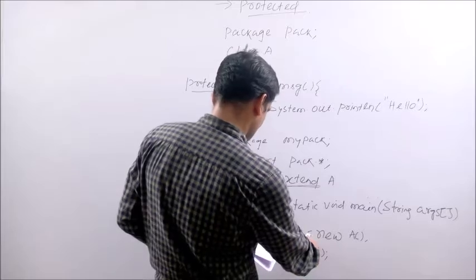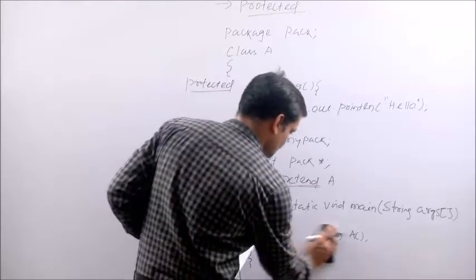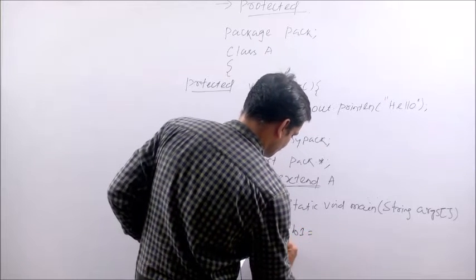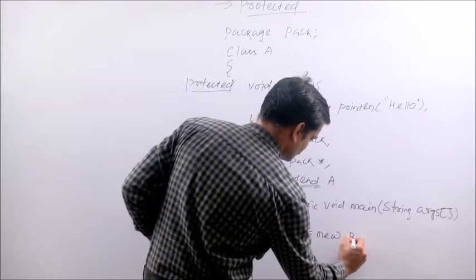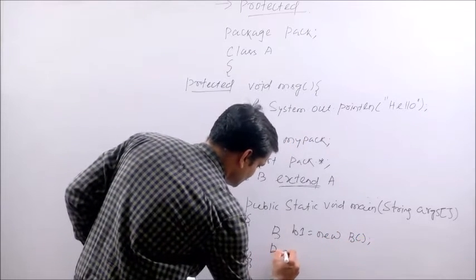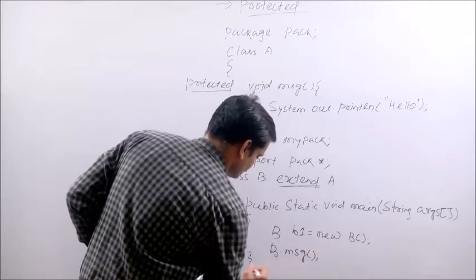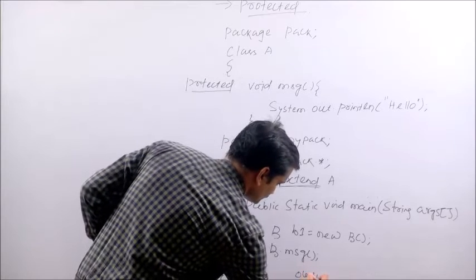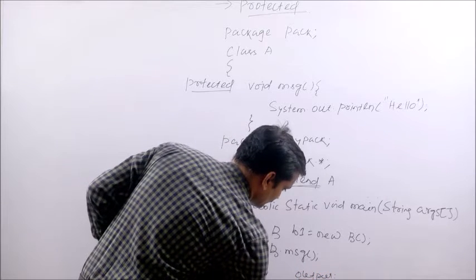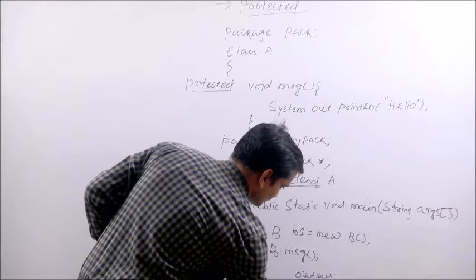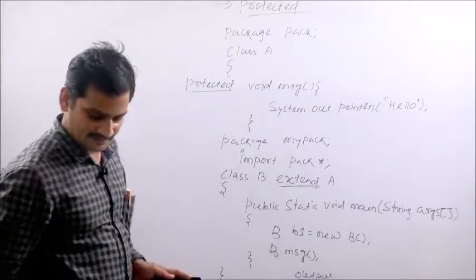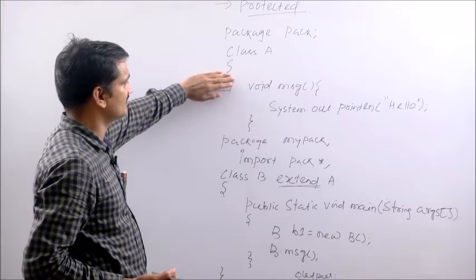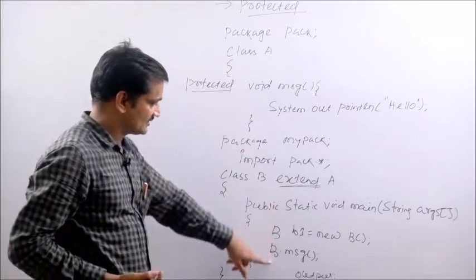Now, suppose we create one object here of class B, that is B1, and access MSG. What will the output be? This will give you the output hello. This will not give you any error. In the previous case, when this member was default, with no access specifier, this line gave an error.